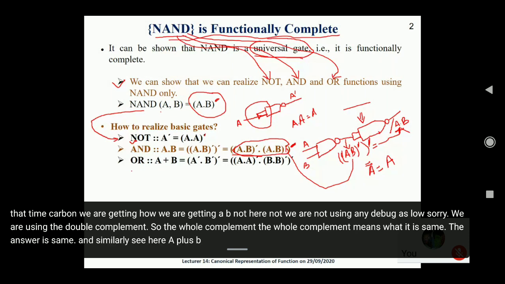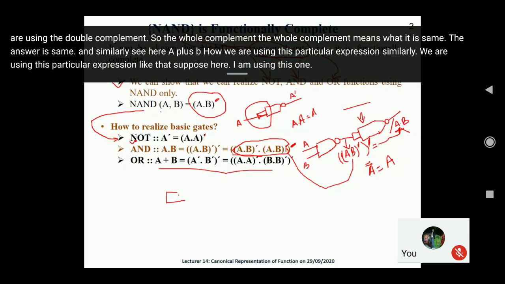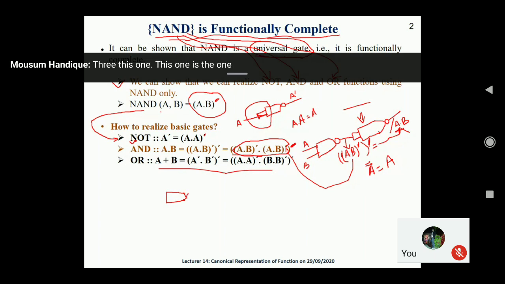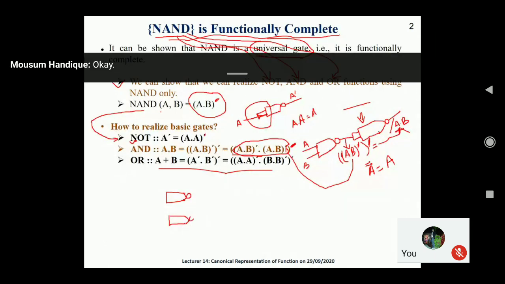Similarly, see here A plus B. How are we using this particular expression? Similarly, suppose here I am using this one, this one is one NAND gate, and this one we are using another NAND gate, and here I am using this particular part.